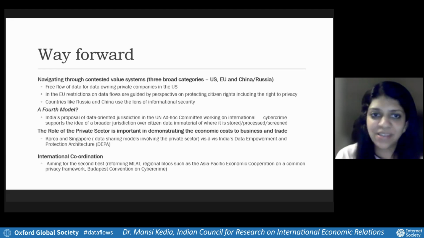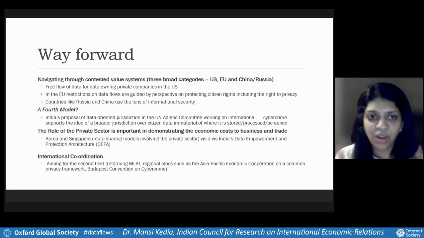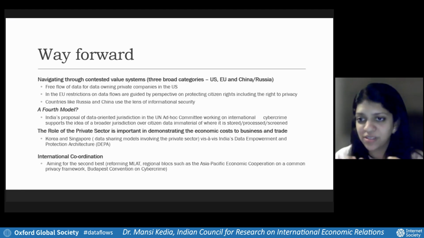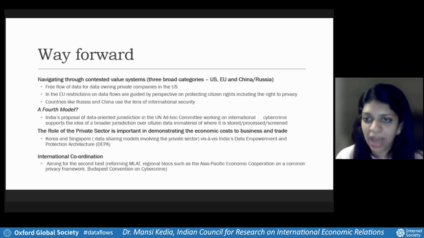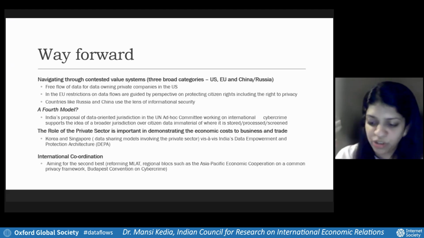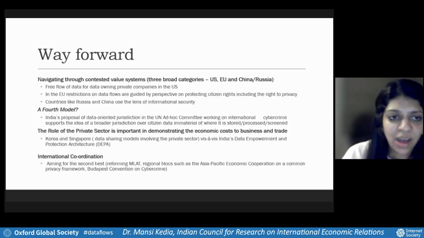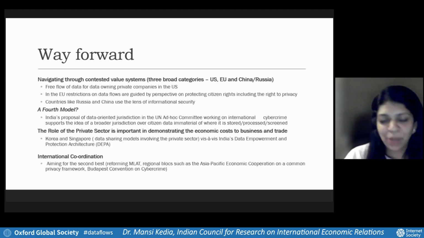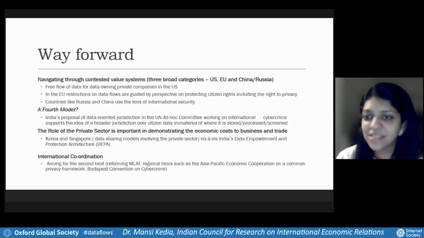The US is basically driven by allowing free flow for its private companies, which are the owners of data. And then you have the EU, which, as Professor Burri said, is fundamentally based on protection of citizens' rights, and everything emanates from that. All the adequacy emanates from the fact that privacy should be protected. And then you have China and Russia, where the lens is more on informational security. Where is India? We feel like India is a little bit of everything. We don't even have a privacy bill, but in all the discussions we've been having and listening to, privacy is important.